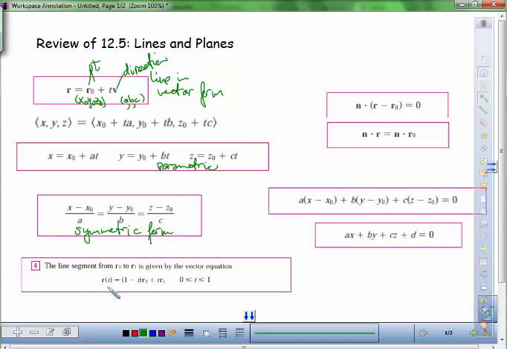And here they have another formula for the line segment in vector form, and this is a formula that they gave you, I think, in chapter 10. Maybe it wasn't written like this because we didn't know about vectors so much back in chapter 10, but it's essentially the same formula.